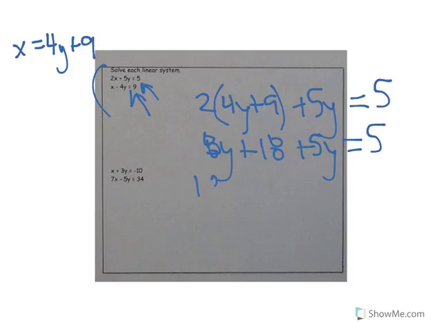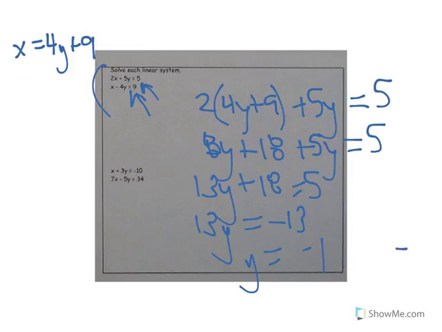Combine like terms, so 13y plus 18 is equal to 5. Subtract 18 from both sides. And now divide both sides by 13. So negative 1 is going to be the y coordinate where the two lines cross. So negative 1 is that second part.